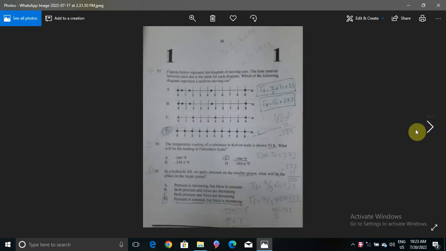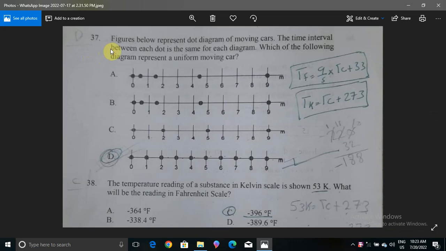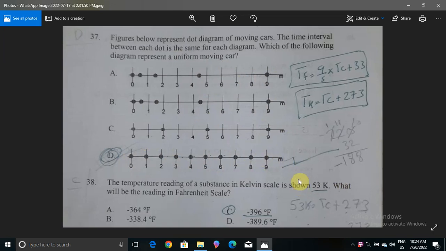Now question number 37. Figures below represent dot diagrams of moving cars. The time interval between each dot is the same for each diagram. Which of the following diagrams represents a uniformly moving car? Here it was moving two times, then there was a pause, then drives here, then stopped and drives between 4 and 5, then stopped and drives from 9. The one moving uniformly will be choice D, because it has equal distance between each dot. Now question number 38.